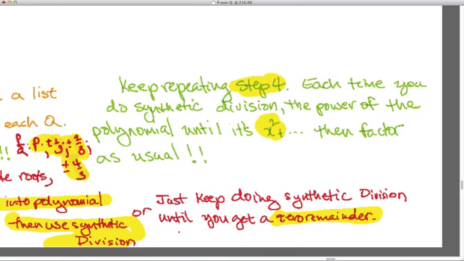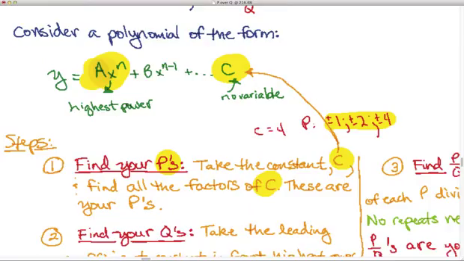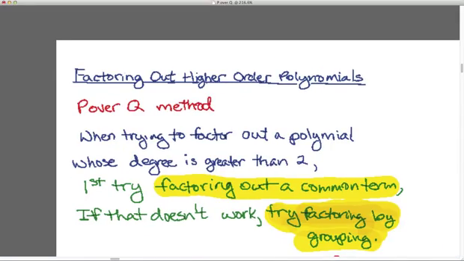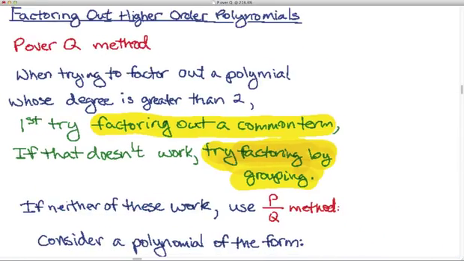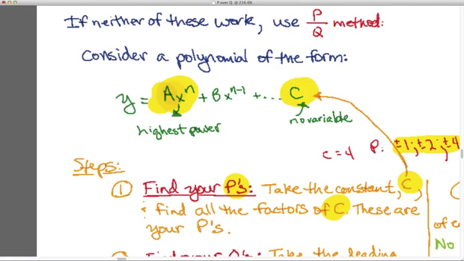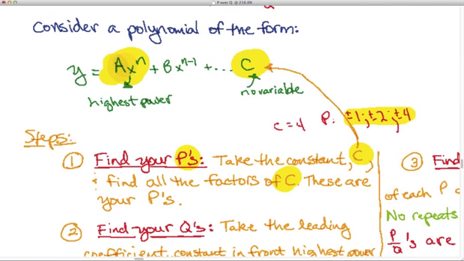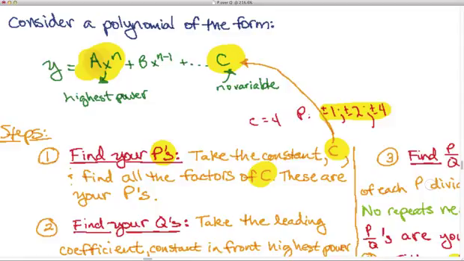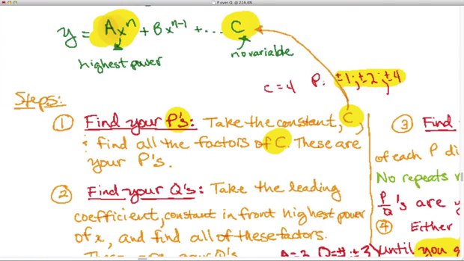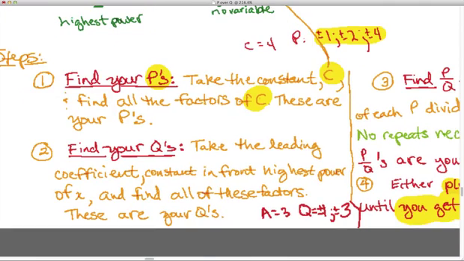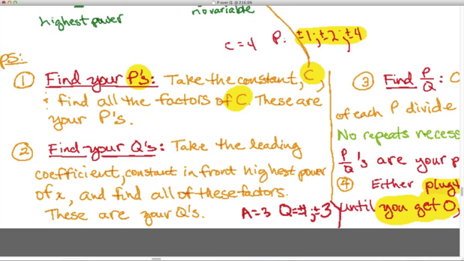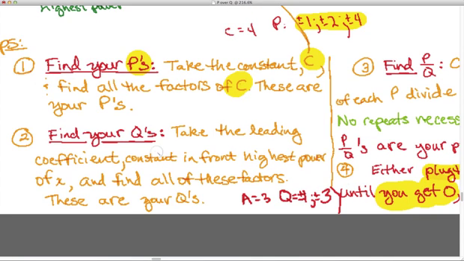So again, find your P's. Actually, first, try to factor out a common factor, then try factoring by grouping. No need to bring out the tanks if you can get them with just the front lines or the lighter weaponry. So, if that doesn't work, then bring out your tank. The last resort, I guess, is your P's over your Q's.